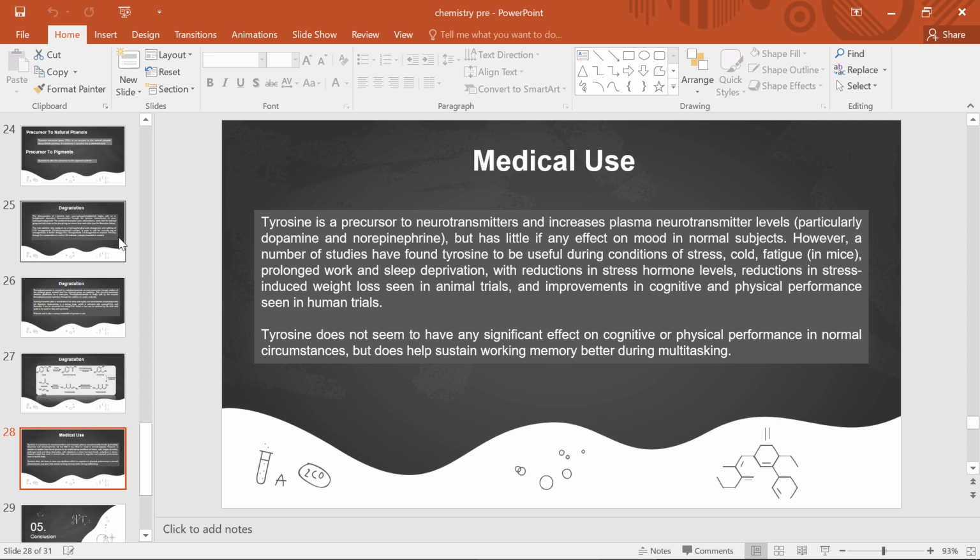However, a number of studies have found tyrosine to be useful during conditions of stress, cold, fatigue, prolonged work and sleep deprivation, with reductions in stress hormone levels, reduction in stress-induced weight loss seen in animal trials, and improvements in cognitive and physical performance seen in human trials. Cognitive means thoughts. Tyrosine does not seem to have any significant effect on cognitive or physical performance in normal circumstances, but does help sustain working memory better after multitasking.